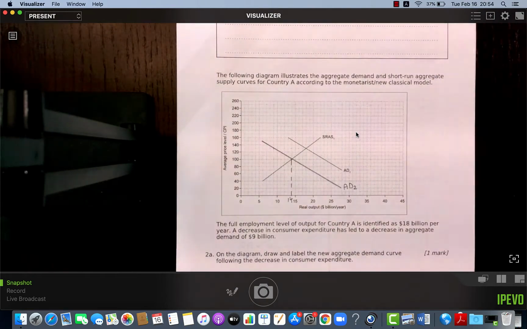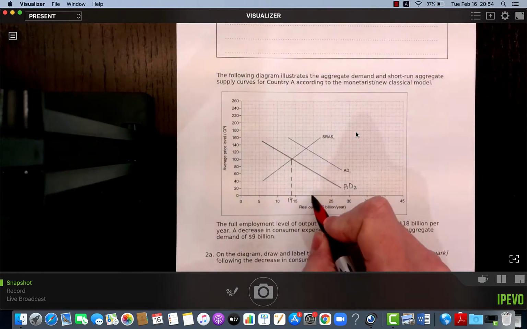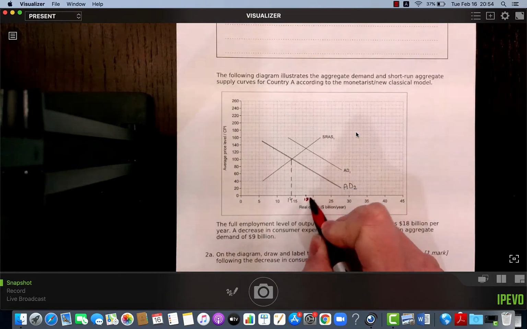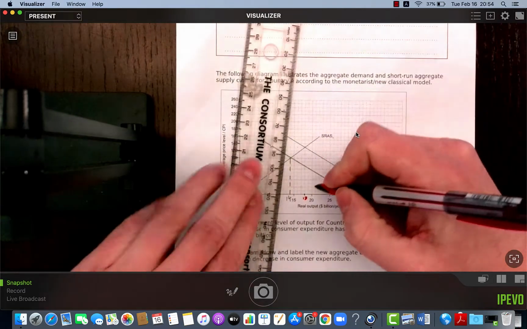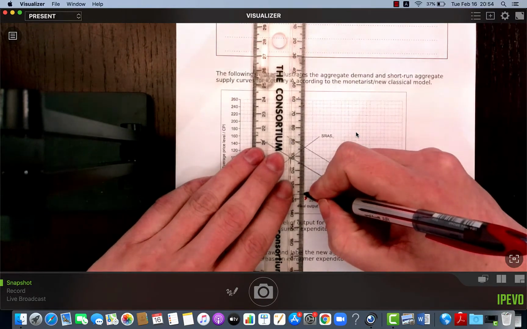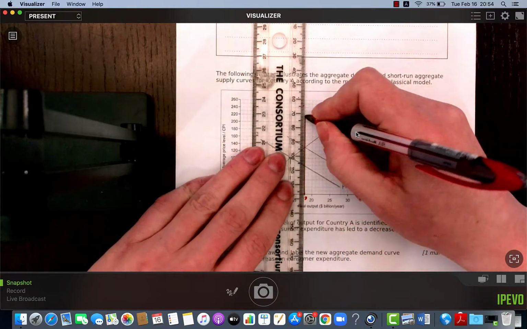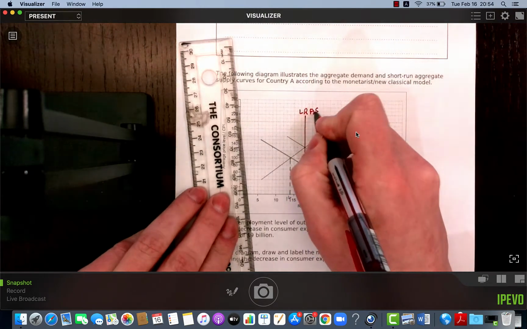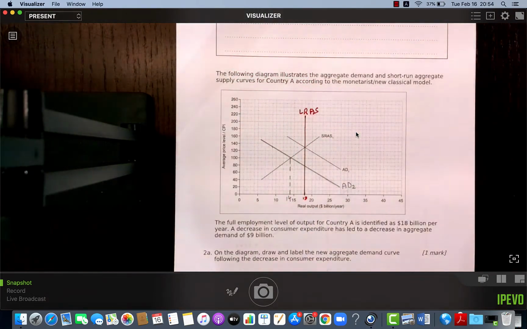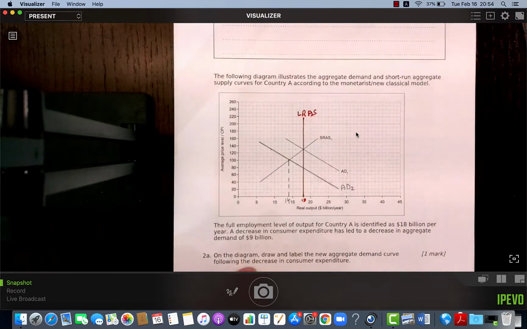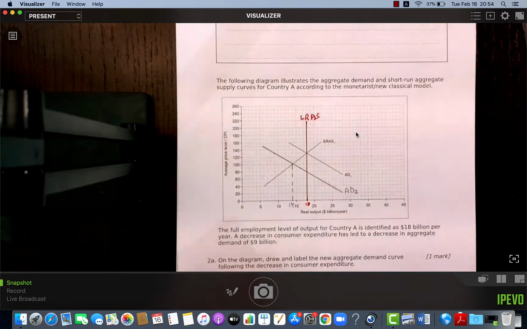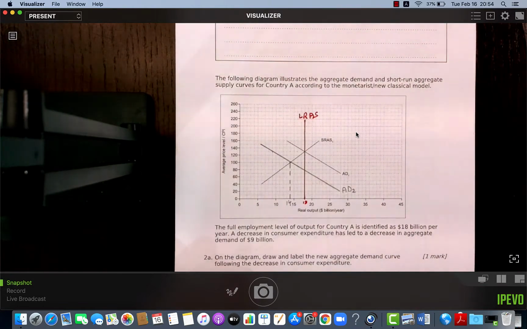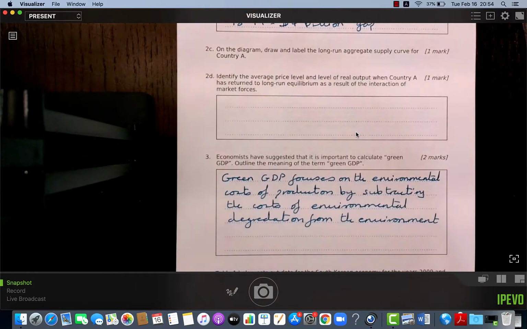So if I go down here and I go 1, 2, which I believe this is, and this is 18 here. What I'm just going to do now is put, and again, you guys always draw this in pencil, I'm just doing this so you can see it better, LRAS. Okay, and that's at 18 billion. Perfect. So we're labeling everything. Now, we obviously don't need to label these because all of this is labeled for us, but still, we're making a great effort to label everything.